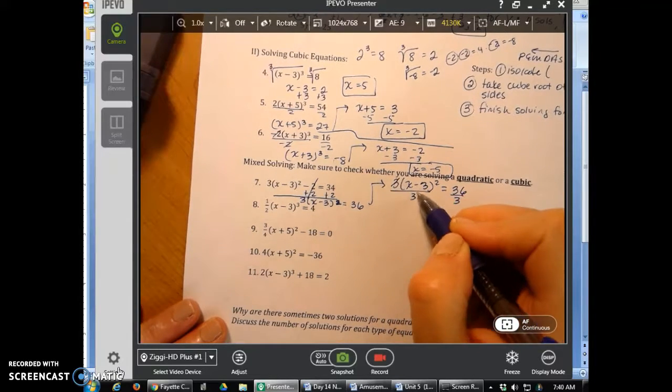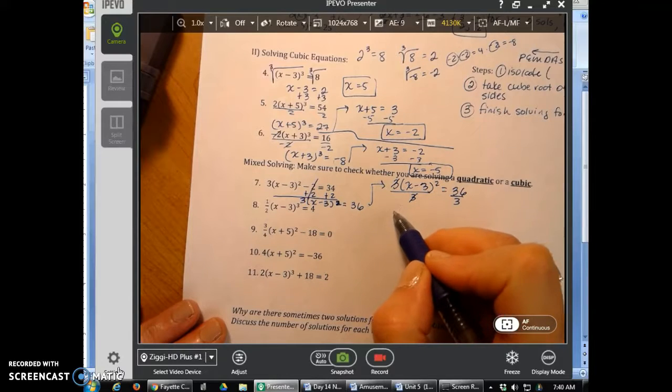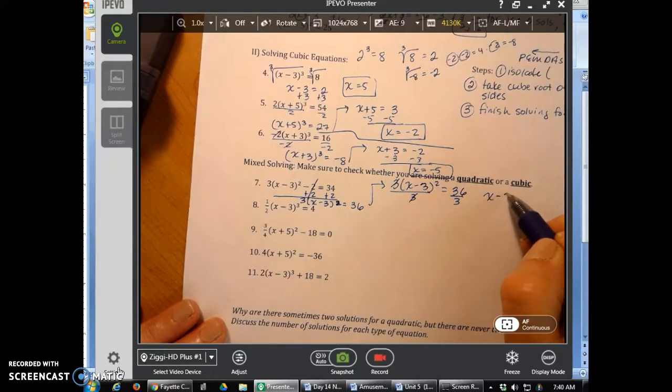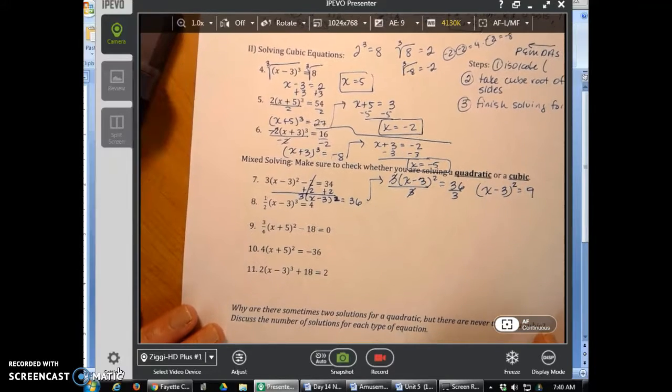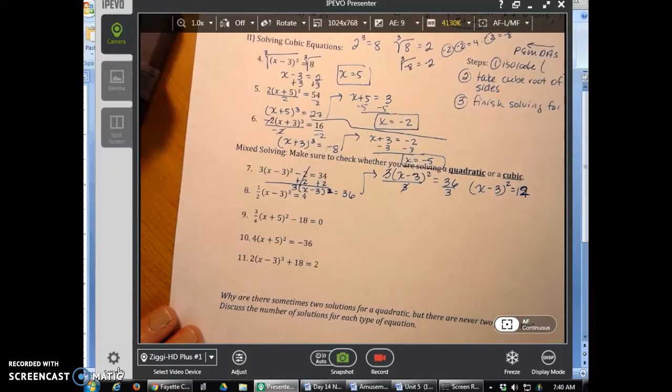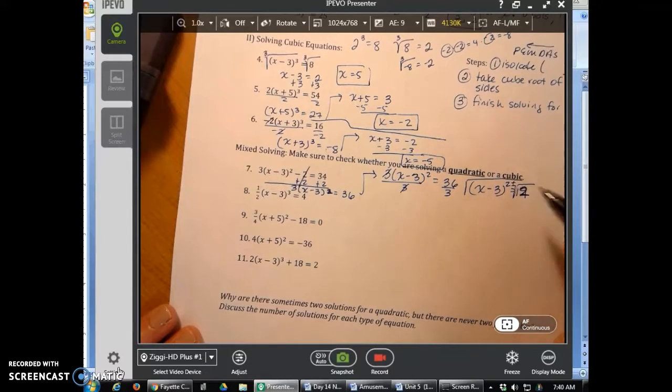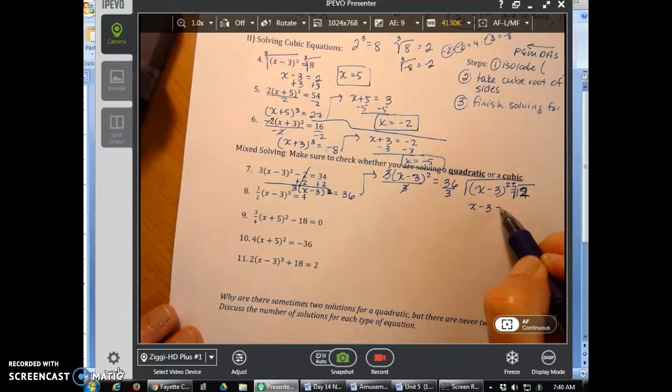And then the 3's will cancel to a 1. And then I end up with x minus 3 all squared is equal to 36 divided by 3, which will give you 9. Okay? I'm sorry, 12. I was looking at the wrong thing. Okay, now the next thing I'm going to do is take the square root of both sides. So square root of the left, square root of the right. Don't forget your plus and minus. So I end up with x minus 3 is equal to plus and minus the square root of 12.